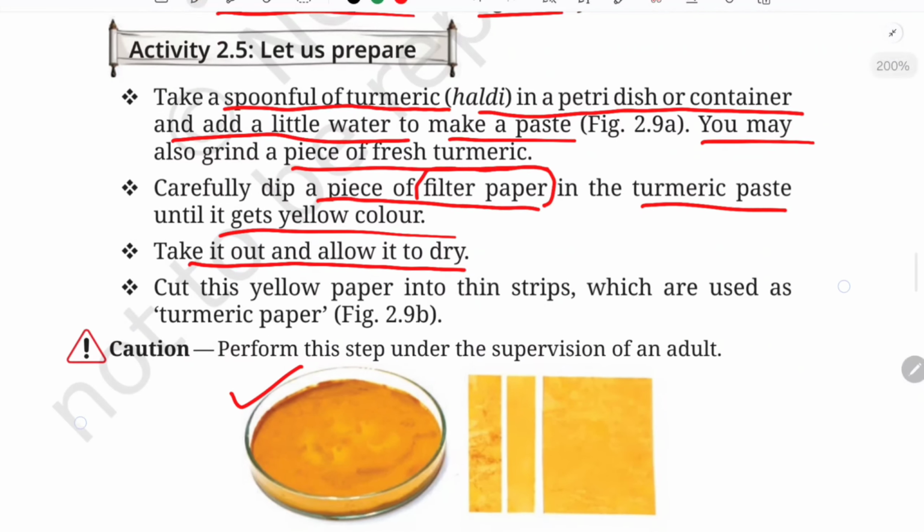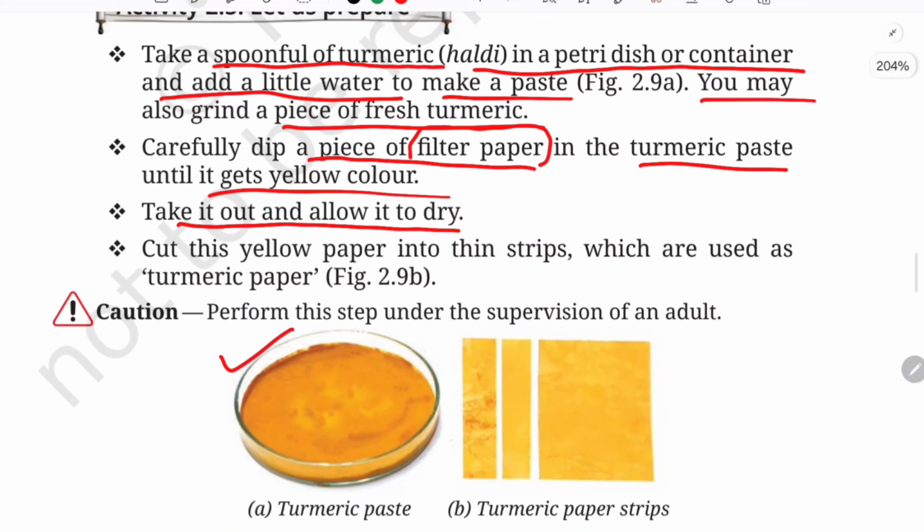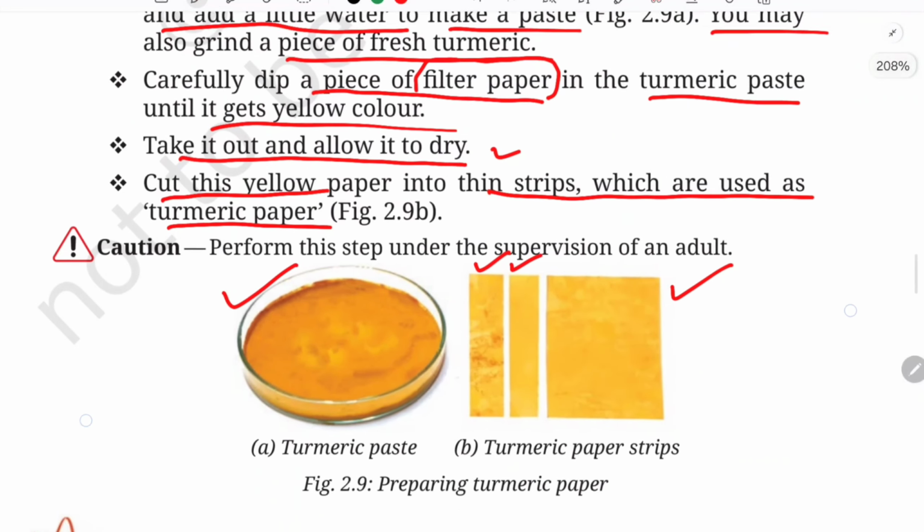After that you have to take the strip out of the container and allow it to dry. Thereafter we have to cut the yellow paper into thin strips, which are used as turmeric paper. In this image you can see you can cut the paper into thin strips like this, as shown. Now we are going to perform this activity.